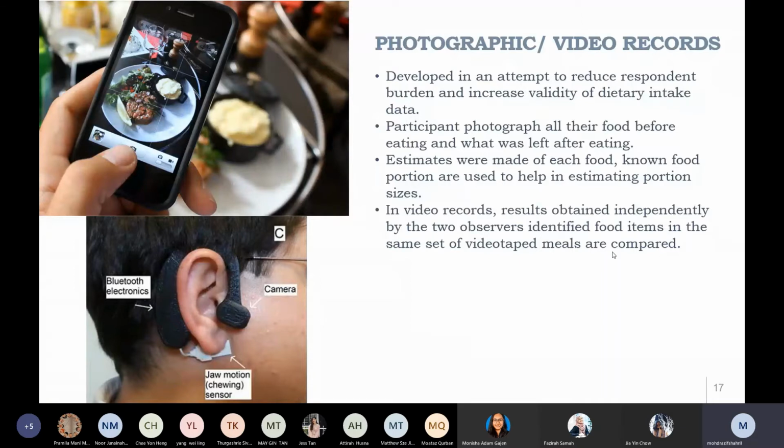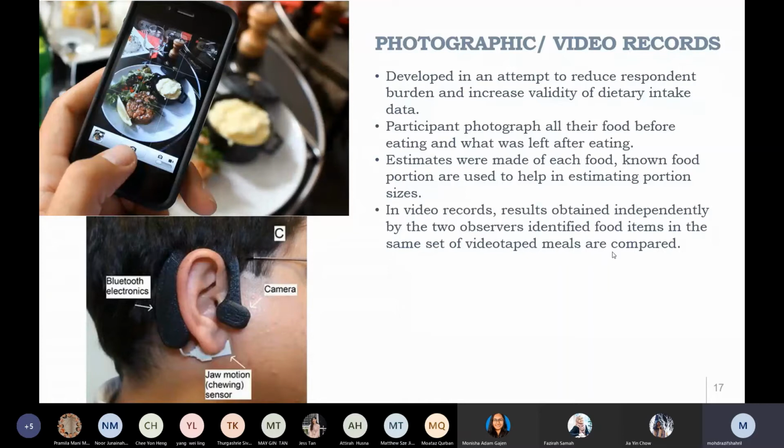The instruction is to photograph all the foods that they consume, and the participant must photograph all their food before eating, which will look nice, and after eating, what was left on their plate, which will look gross sometimes. So estimates were made for each food. Known food portions are used to help in estimating portion sizes. So the estimation is done by the researcher.